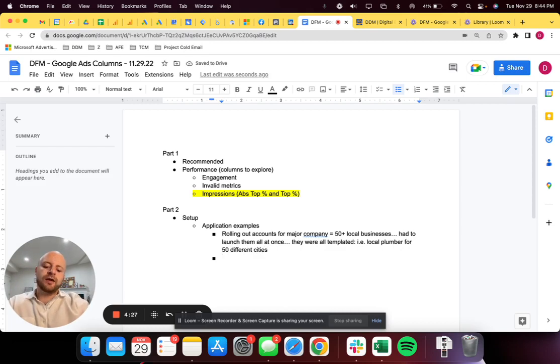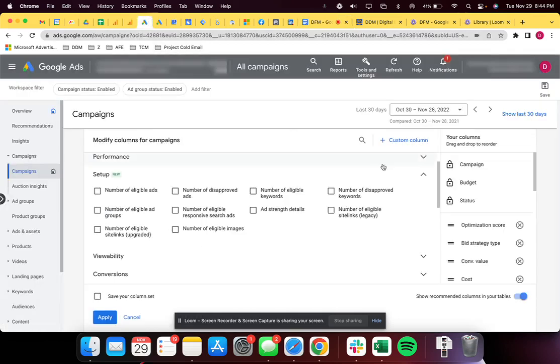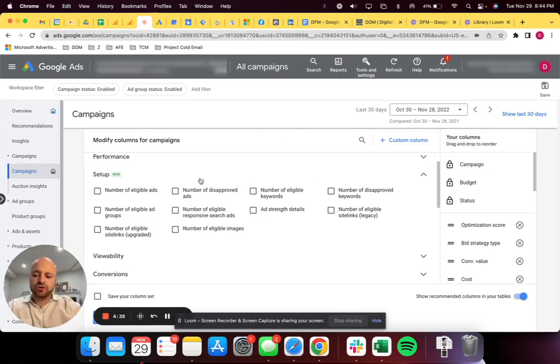Also, you could use that when setting up new accounts, right? So when you first launch a new account, maybe you just use all these setup features and you just have a setup column to make sure all the stuff is approved the way you want it. Again, I don't know. I've been doing Google Ads for almost a decade, and I don't think I'd be using this. This is interesting, though.